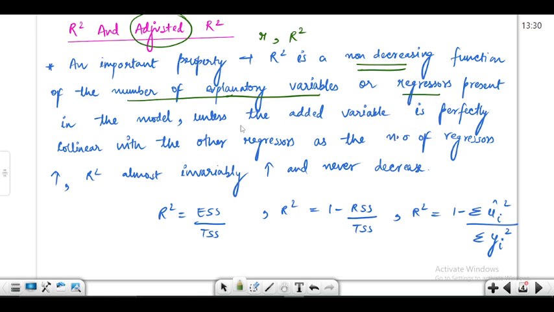So unless the added variable is perfectly collinear with the other variables as the number of regressors increase, unless there is a perfect collinearity between the regressors, till then your R square is a non-decreasing function of the number of explanatory variables or regressors present in the model. Okay. So as the number of regressors increase, R square almost invariably increases and never decreases.